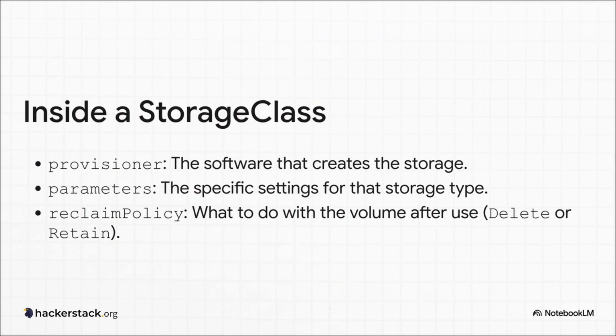Now, if you look inside one of these menu items, you'll find three really key things. The provisioner is basically the chef. It's the piece of software that knows how to actually cook up this kind of storage. The parameters are the ingredients, like saying you want a standard disk on Google Cloud. And the reclaim policy is about cleanup. When you're done, should the system just throw the dish away, or should it keep it around?